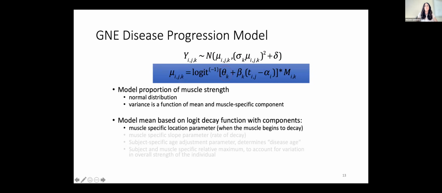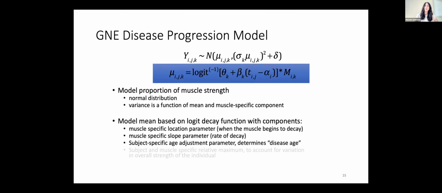The first component is this muscle specific location parameter that says, when does a muscle start to decline in terms of disease age? Also, this beta parameter is a muscle specific slope parameter. So how quickly does that muscle decline once it starts declining? This parameter here, Tij, is the chronological age for that individual at visit j.